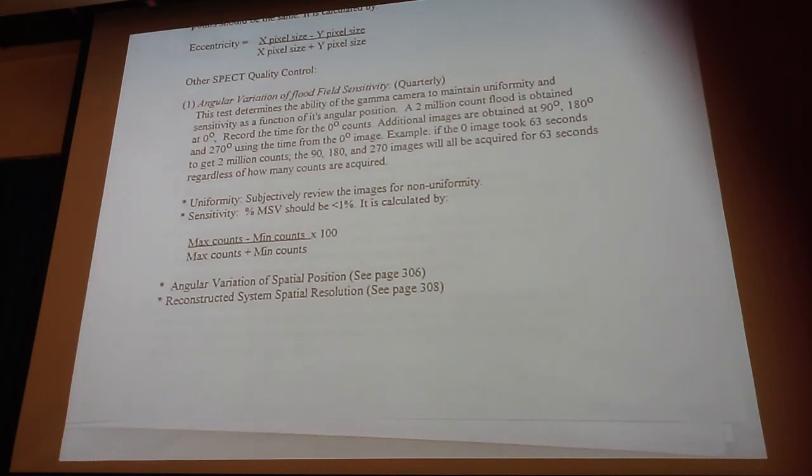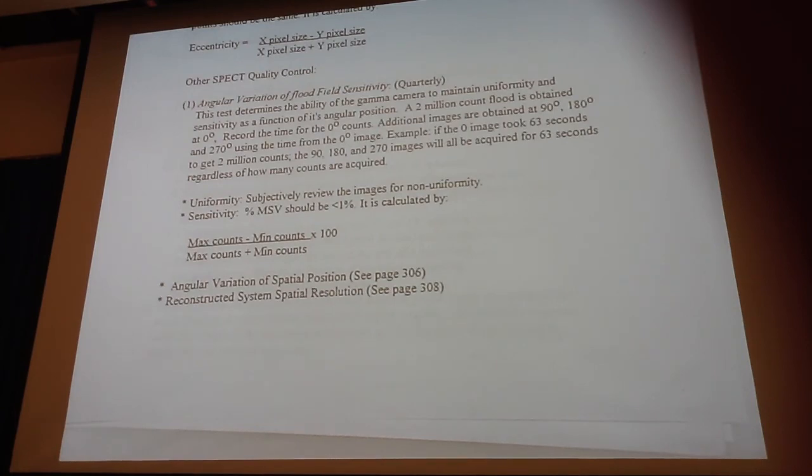One of the big problems we had with PET CT was the difference in field of view between a PET detector and a gamma camera, or a CT scanner, I mean.